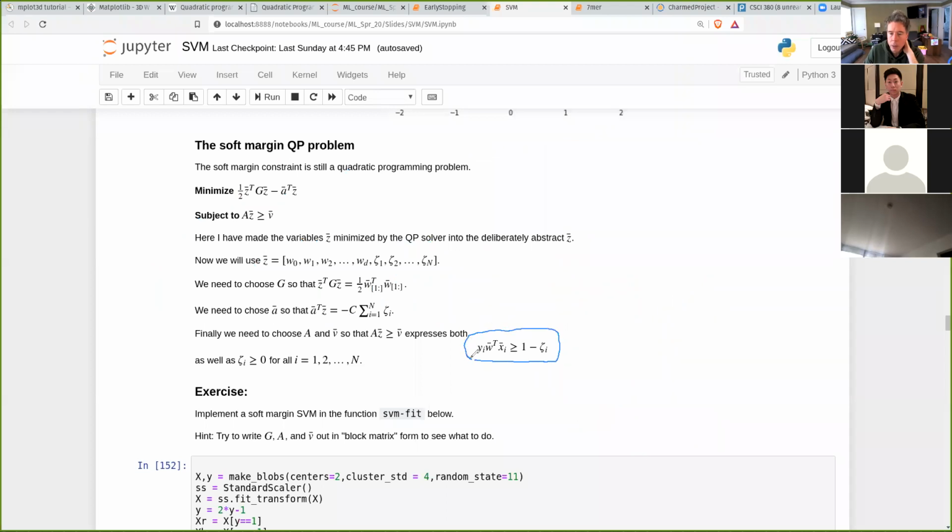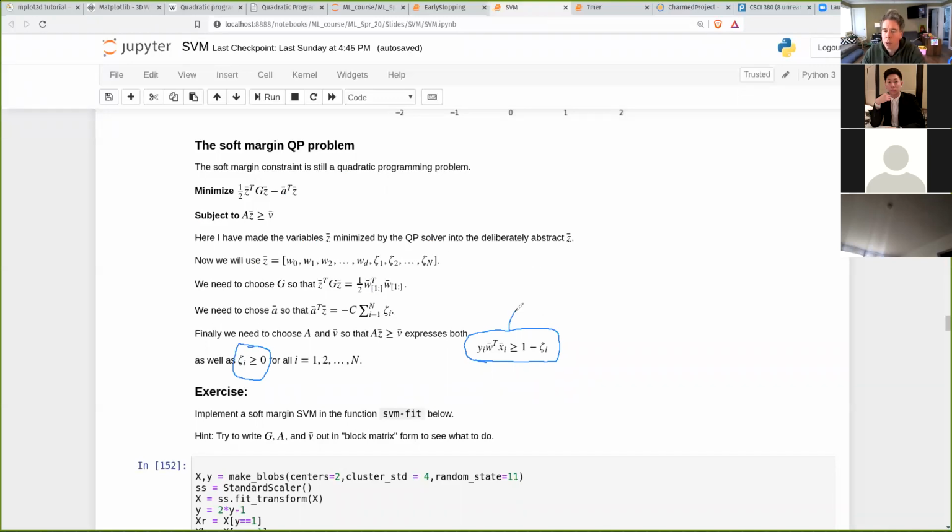I'll be honest with you, it took me a while to figure this out. So doing this was easy. And then after I did that, I realized, oh, also the zetas have to be positive. So how can you do all of that? And to be honest with you, I don't really remember.